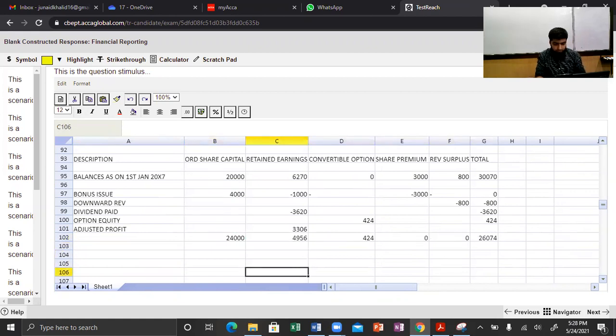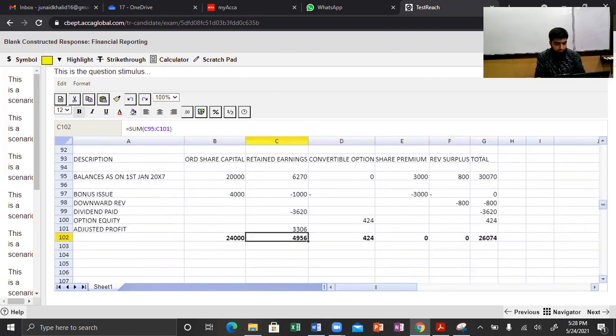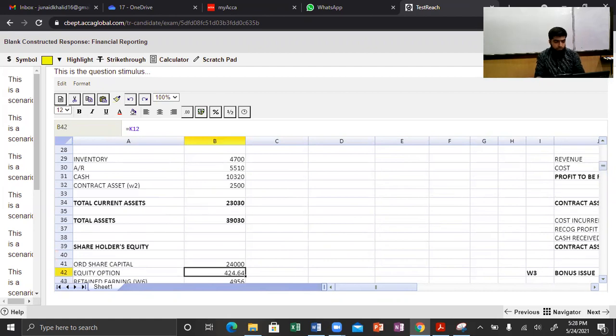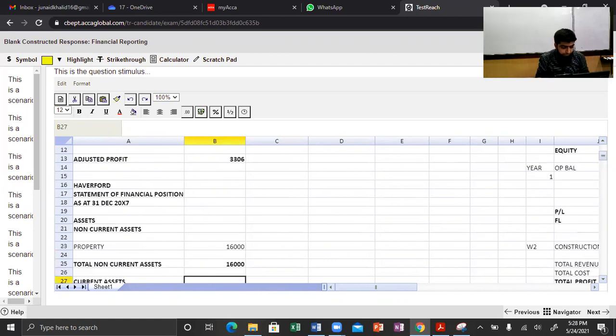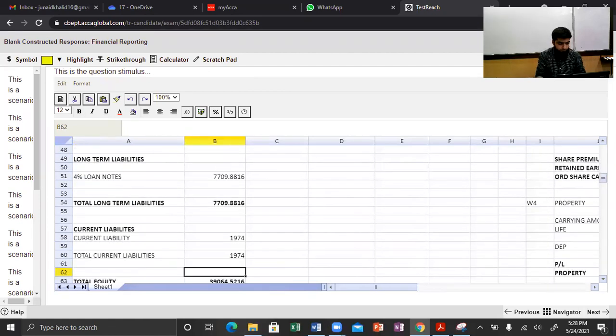So that is the sum for all these columns. The balance on the share premium account would definitely be zero. The revaluation surplus account will also be zero. The balance on retained earnings would be 4956, and the capital account 24,000, that is 26074 is the total of the equity. That is the total of equity.